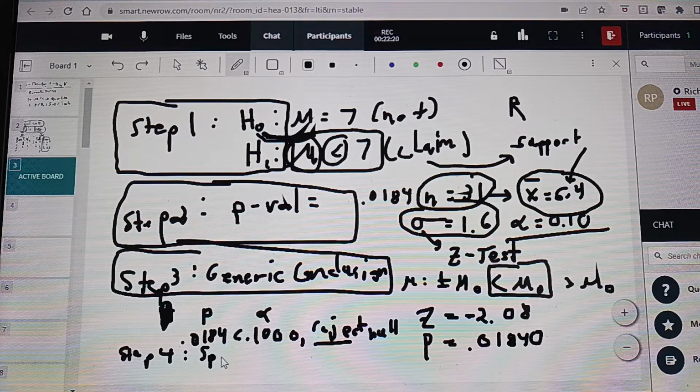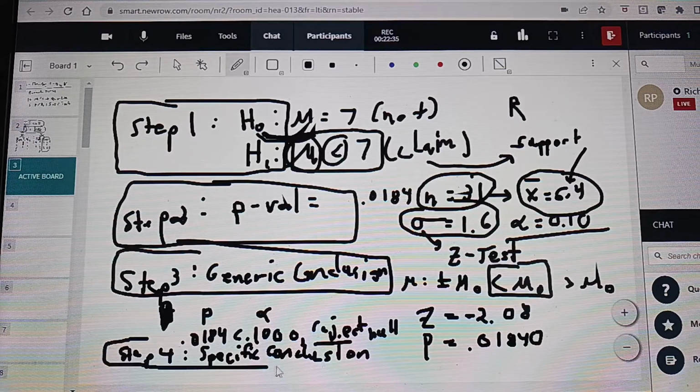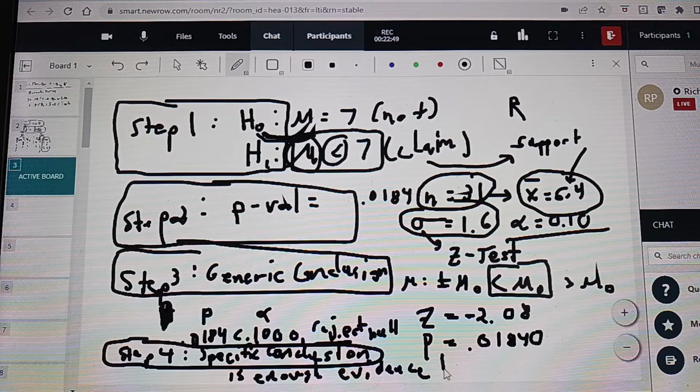So step 3 was the generic conclusion, and then step 4 is the specific one, although the homework does a lot of it for you, and you can just do it like the homework, so it doesn't have to be different than the homework. But specific conclusion, so this is where you'd say since step 3 was reject the null, step 4 then would be there is enough evidence to support the claim.